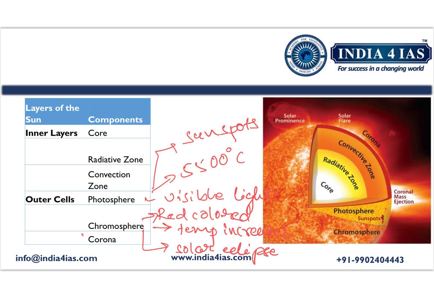The outermost layer of the sun is corona. So it is responsible for coronal mass ejection or solar mass ejection.